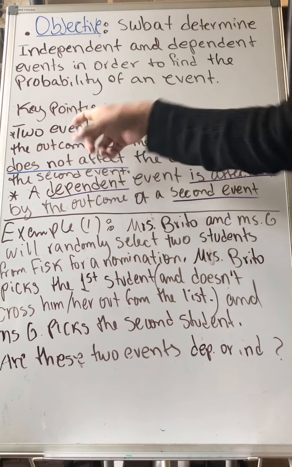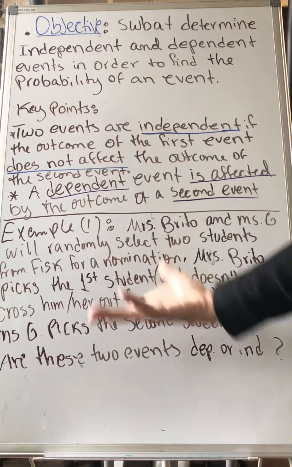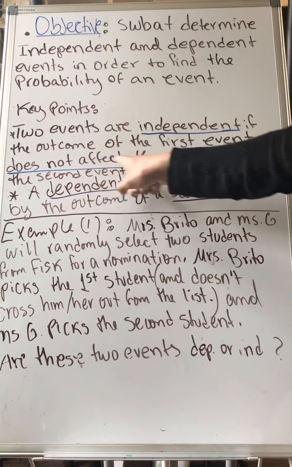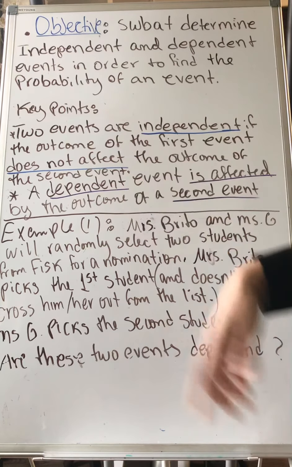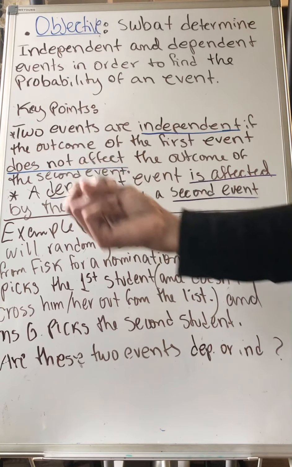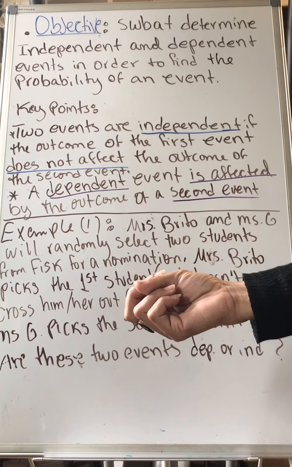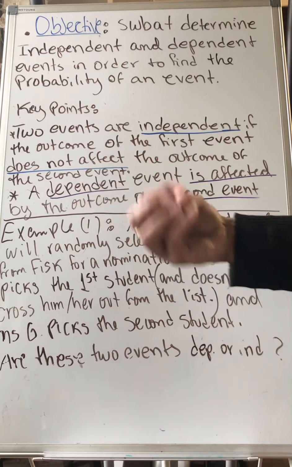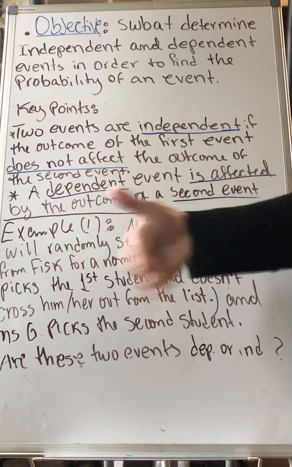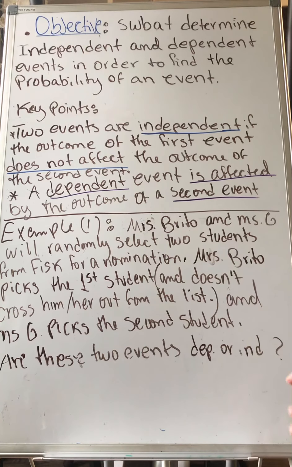So when you have two events, let's call them A and B, if they are independent, that means that the outcome of the first event does not affect the outcome of the second event. So if I tell you there are two events happening, A and B, and one clearly has nothing to do with the other, or not that it doesn't have anything to do with the other, but it doesn't change what's going to happen next, then those two are independent.